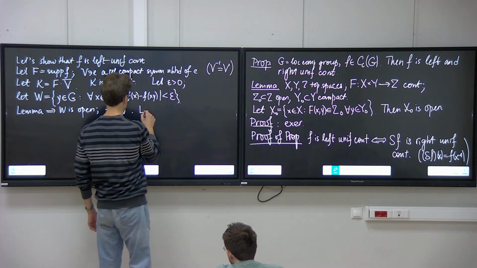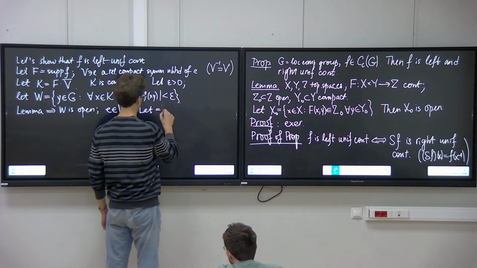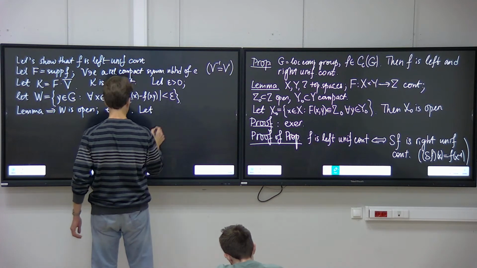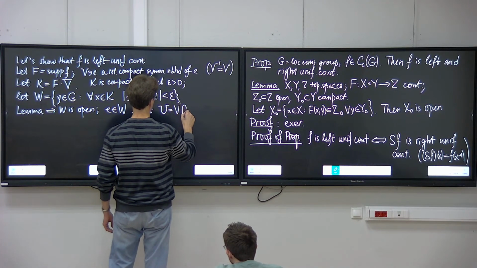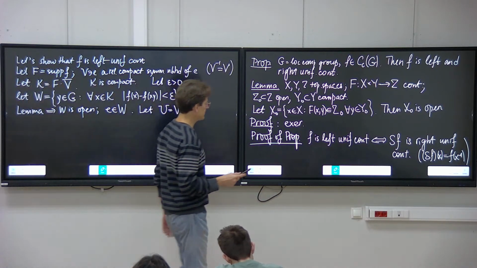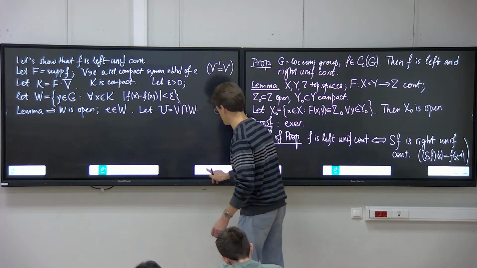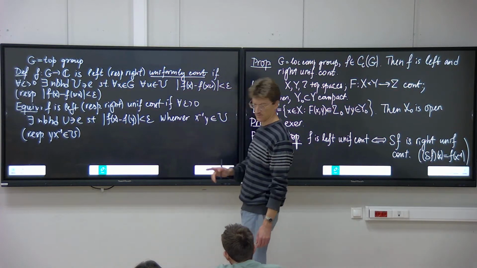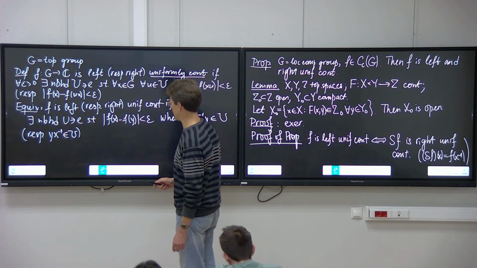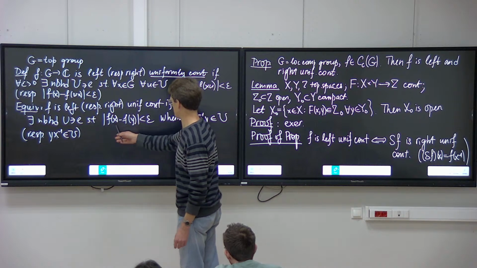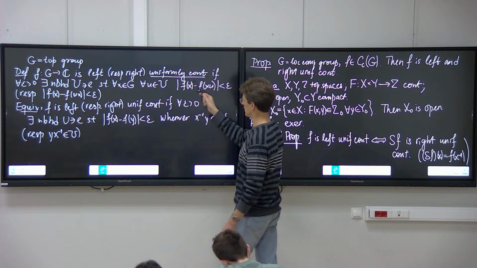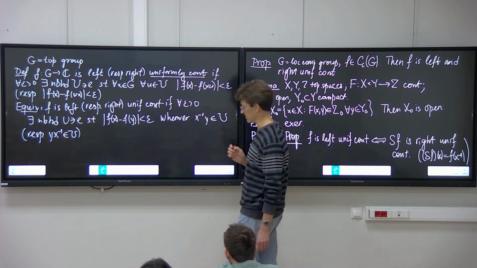And let's now take the intersection of V and W. Let U denote the intersection of V and W. So this is a neighborhood of the identity. And I claim that this neighborhood satisfies our condition of uniform continuity. So we have to show that we have this inequality, or equivalently this inequality, whenever little u sits in our neighborhood.